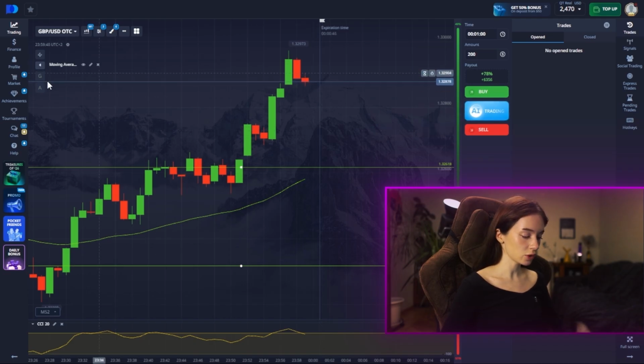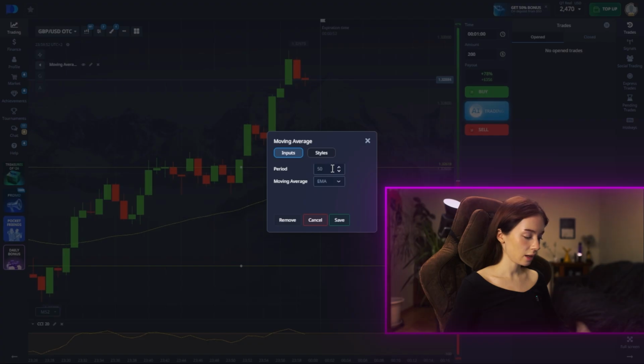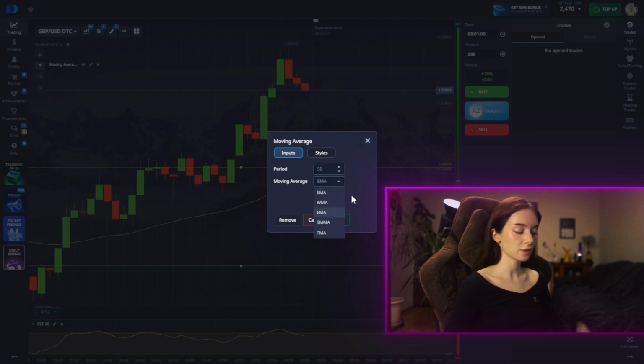How does moving average work? Both indicators are already set up here. I use EMA. Why not SMA? SMA calculates the average evenly, while EMA gives more weight to recent prices, so it reacts faster to market changes. I set EMA with a period of 50.